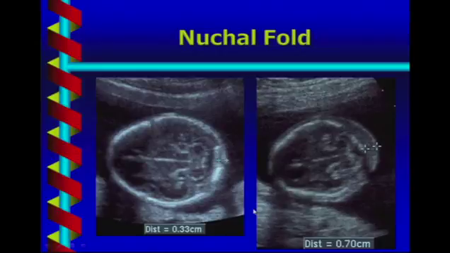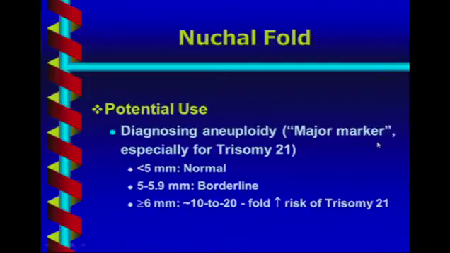Nuchal fold is another important measurement. Here we measure it from the back of the skull to the edge of the skin surface, again, back of the occipital skull to the skin surface. And the potential use here is diagnosing aneuploidy. It's often considered a major marker because it's a strong indicator of Down syndrome.